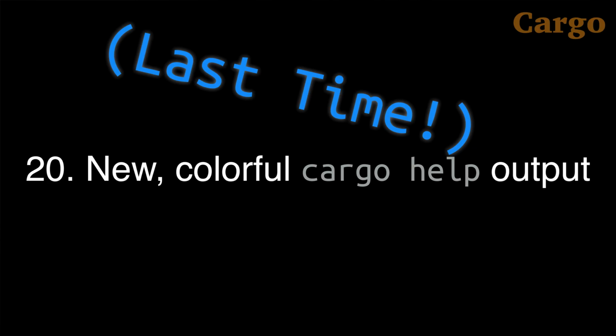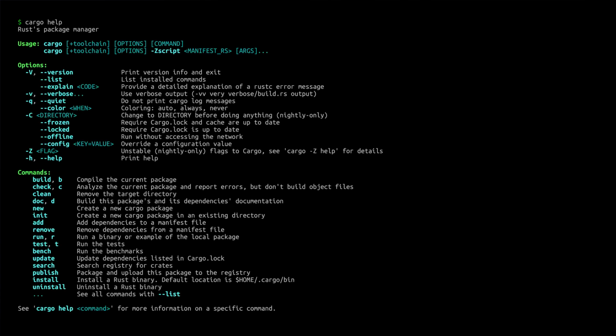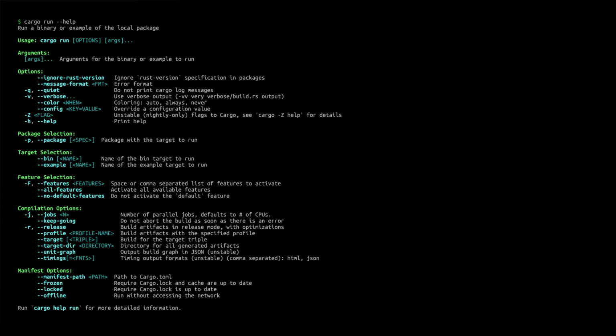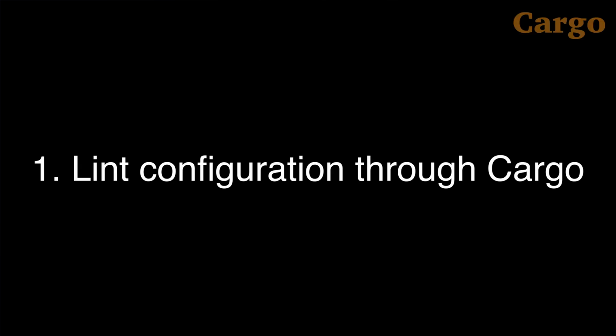We'll call this number 0. Maybe old number 20, because I said last time in my number 20 update that cargo help had colorized output, but alas, I was off by one version. Fortunately, one version later, this is now true. So all that cool colored output is now available on stable. Enjoy!